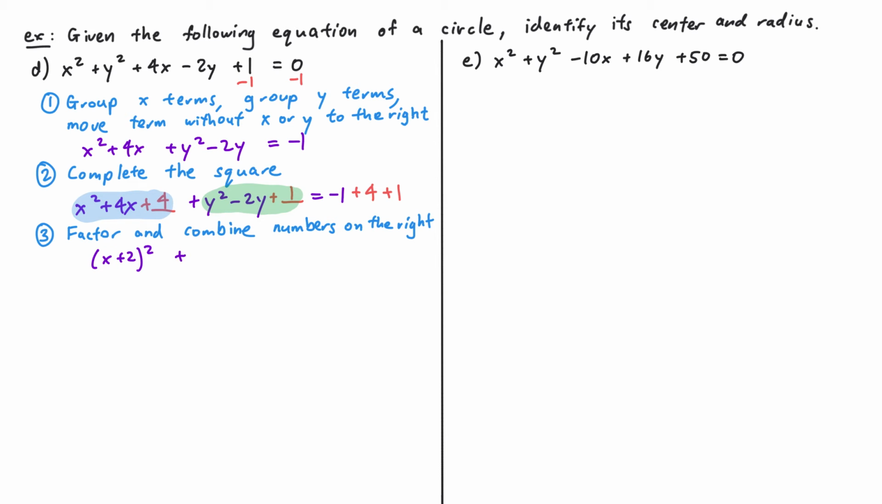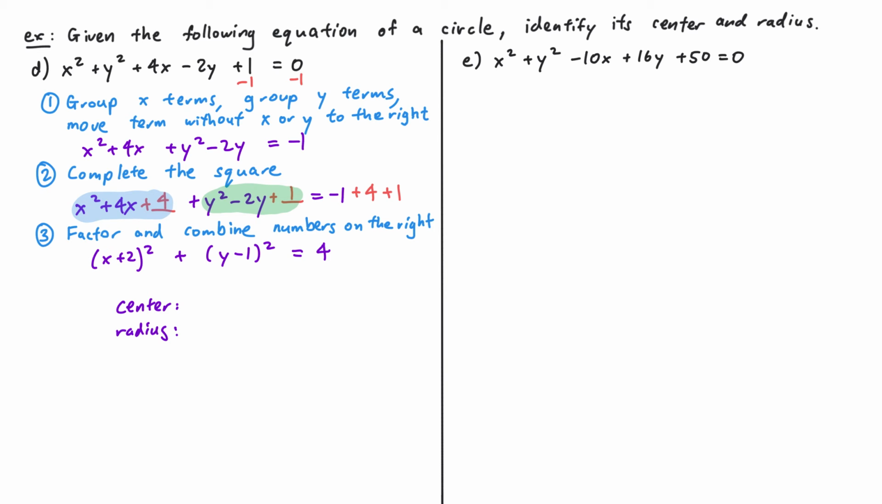Now, factoring y squared minus 2y plus 1, we end up with y minus 1 squared. Again, we have a negative 1 with the y because that's half of this middle number. Lastly, combining the numbers on the right-hand side, negative 1 plus 4 plus 1 gives us positive 4. So now our equation is in standard form. And since it's in standard form, we can easily identify what the center and radius are for this circle.